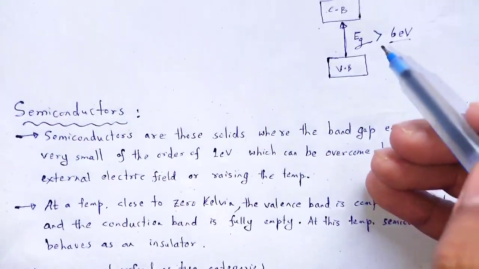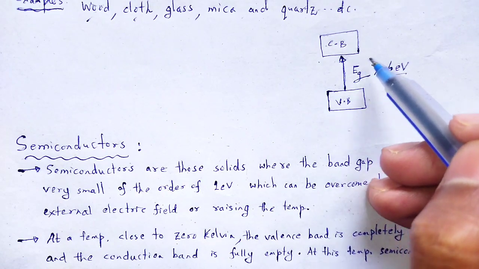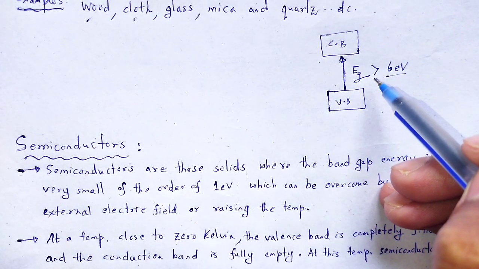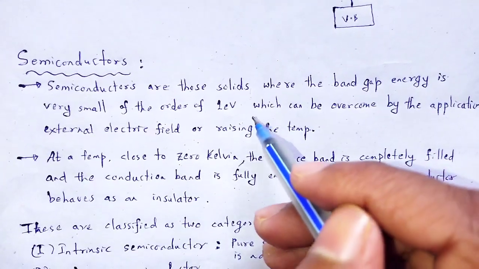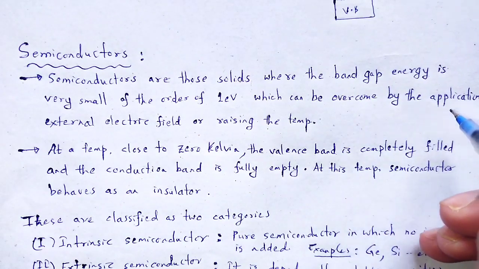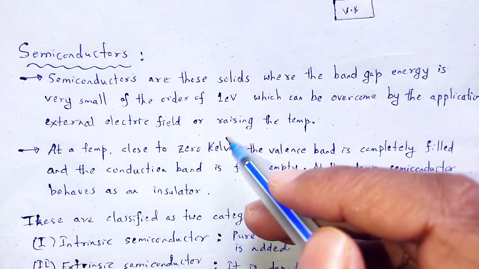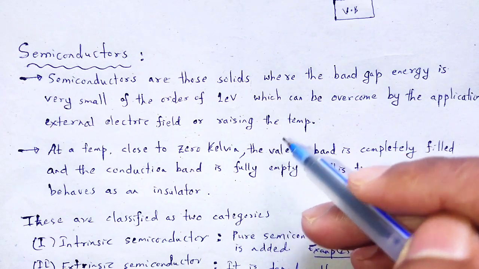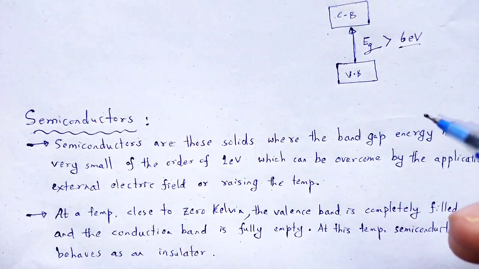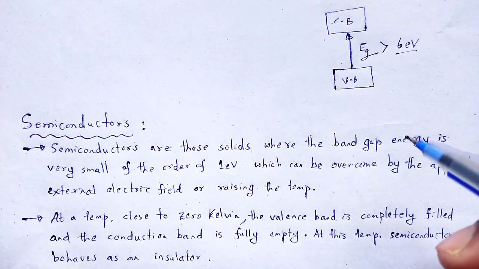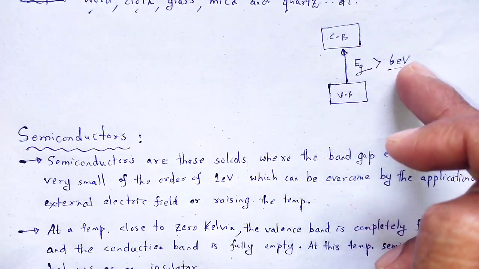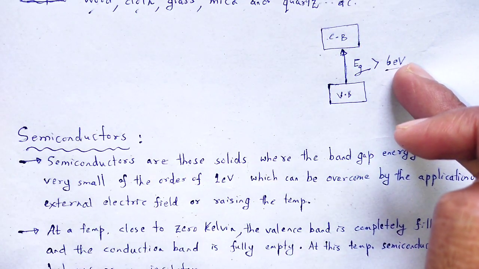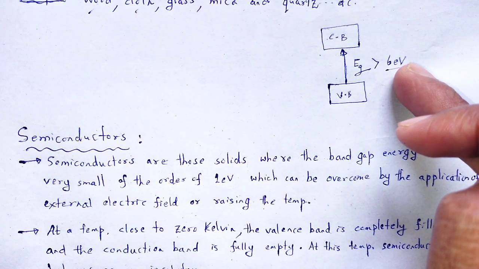If we take the valency band, the conduction band, and that band gap energy, which is very small, around 1 electron volt in the case of semiconductors, that means it can be overcome by the application of an external electric field or by raising the temperature. If we either increase the external temperature or apply an external electric field, then that forbidden energy gap, which is very small, of the order of 1 electron volt, can be overcome.